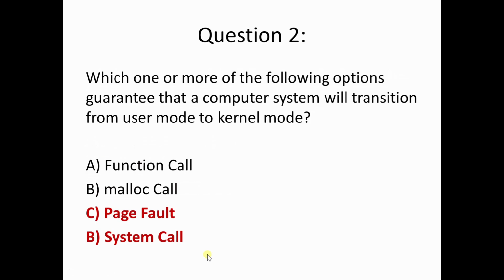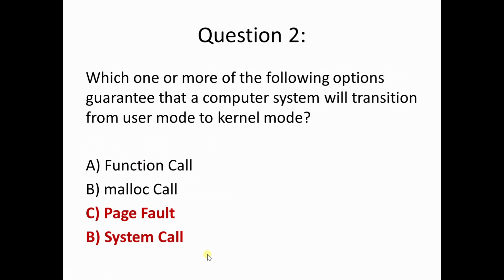So next question. Which one or more of the following options guarantee that a computer system will transition from user mode to kernel mode? So this is an important question. Why? Because every year the GATE question paper will have one question based on this user mode and kernel mode transition. So please concentrate on this topic. Directly or indirectly, questions under the same topic, same concept will be asked again and again.